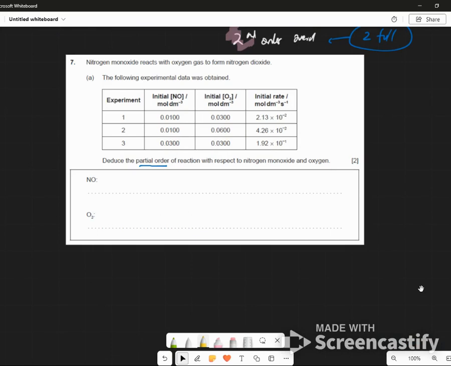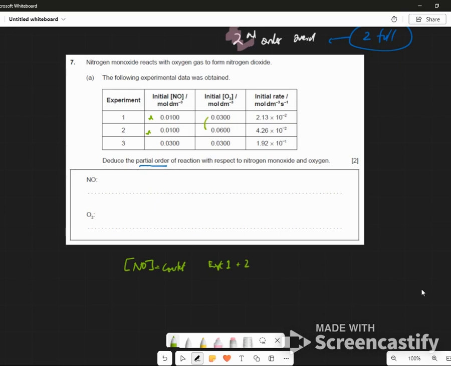I want to keep one constant. So which one am I going to keep constant? I can see using my special eyesight that this and this is the same. So I'm going to keep the concentration of NO constant. And that is experiments 1 and 2. Okay, and now I'm going to look at these.